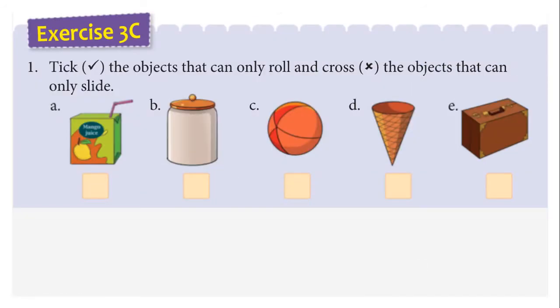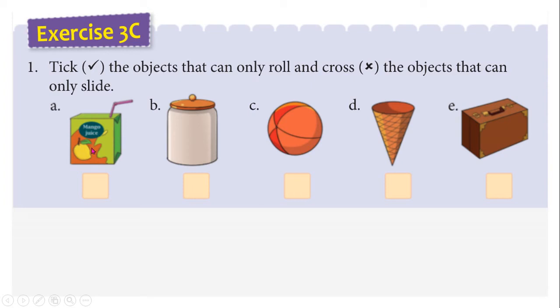Exercise 3C. Question number 1. Tick the objects that can only roll and cross the objects that can only slide. We know that the objects that can only roll are spherical objects, or which have curved surfaces. So let us tick the objects that can only roll.